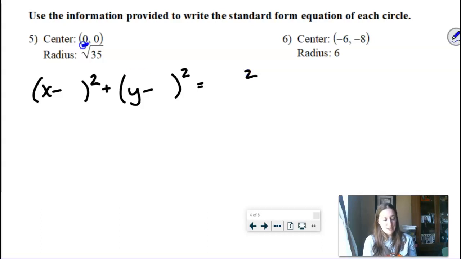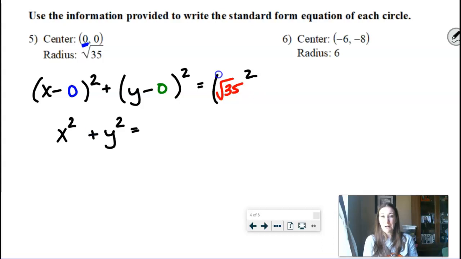So this is weird because you got that weird center, excuse me, of 0, 0. Your radius is the square root of 35. So when I throw that into my formula and I think about, okay, how can I make this look prettier? Well, we'd never say x minus 0. We just say x squared and then plus y squared. And then I wouldn't say square root of 35 squared. I would just call that a 35.